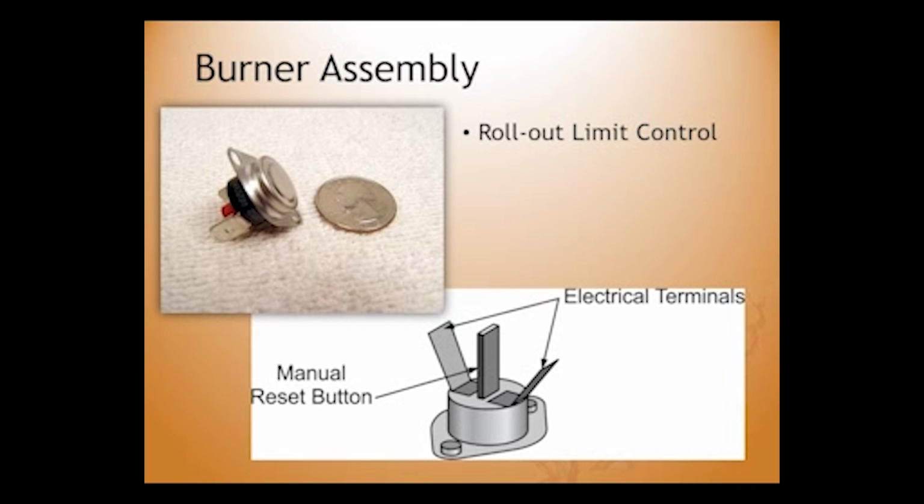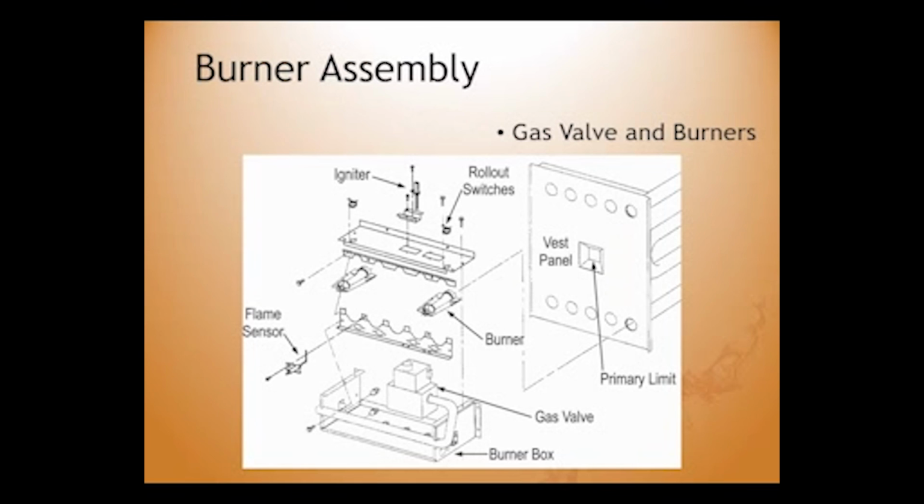There's a high temperature limit switch located at each end of the burner, and the job of this limit switch is to interrupt the burner control circuit when it detects a flame. It also has a manual reset button, so if there has been a flame detected at any point in time, we'd have to make sure the furnace is operating properly before we reset this button. The final two components that make up the burner assembly are the gas valve and the burners.